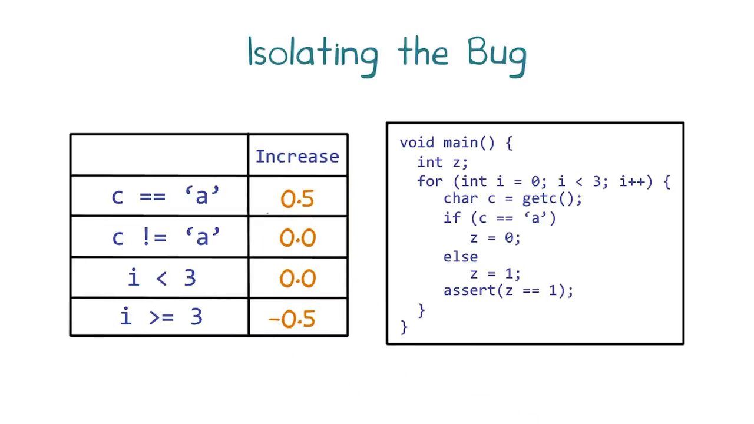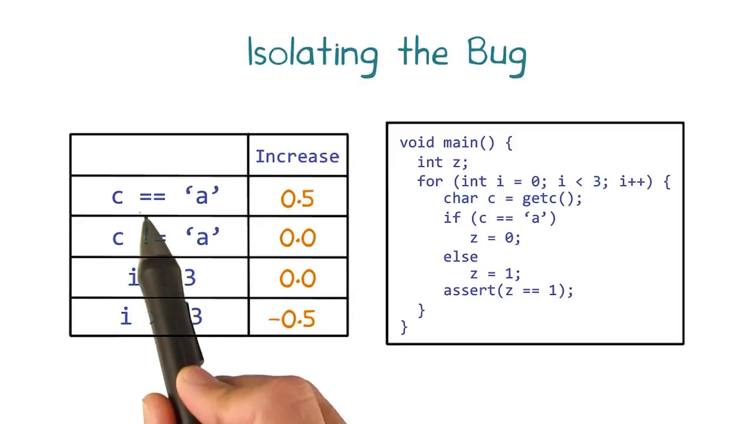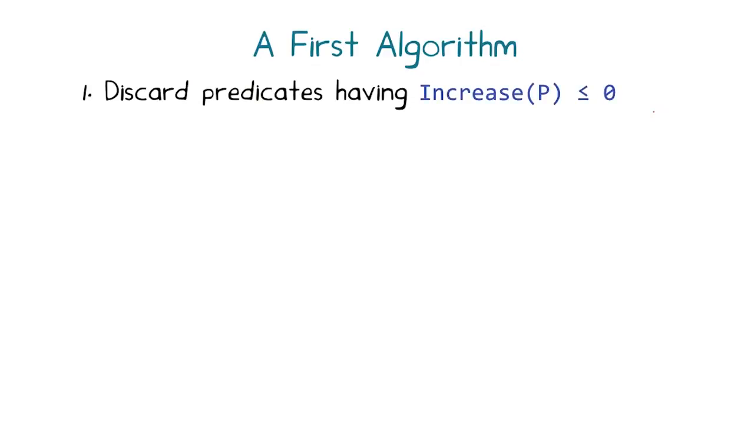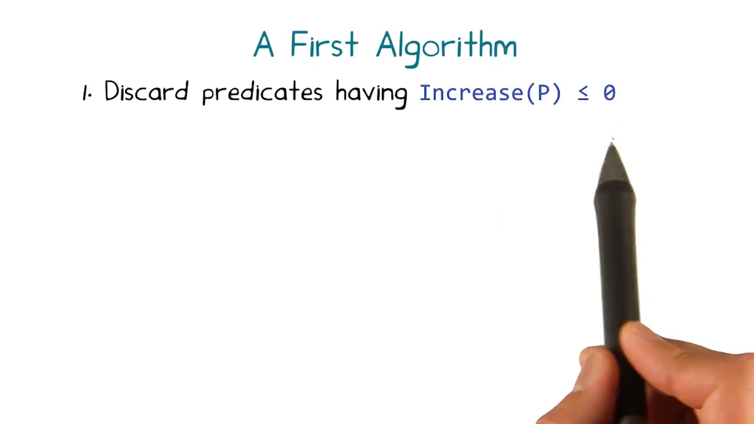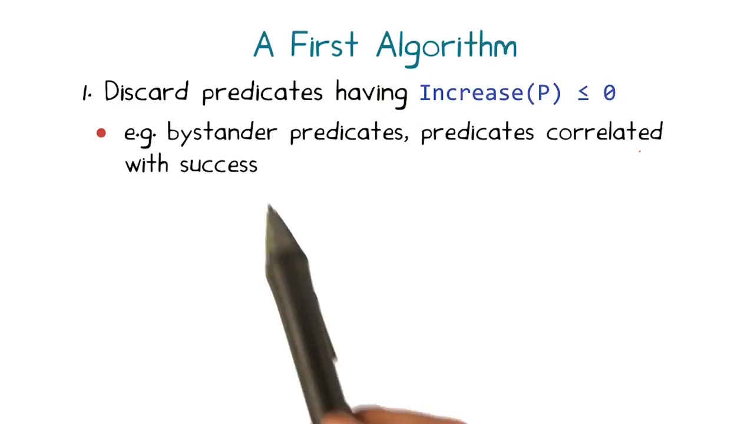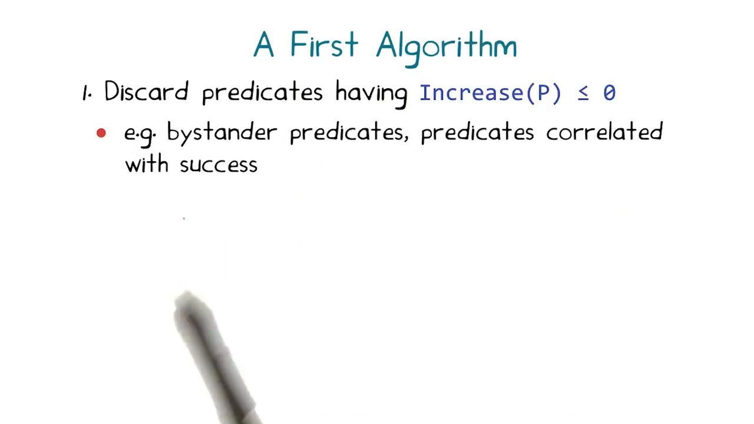It tends to localize bugs at the point where the condition that causes the bug first becomes true, rather than at the crash point. This example suggests an algorithm for automatically identifying predicates that are the best indicators of failure, such as c equals a. The algorithm consists of 2 steps. First, it discards all predicates whose increase score is less than or equal to 0. As we saw in the previous example, these are predicates that are not correlated or inversely correlated with failing runs. These include bystander predicates, predicates that are correlated with successful runs, and so on.